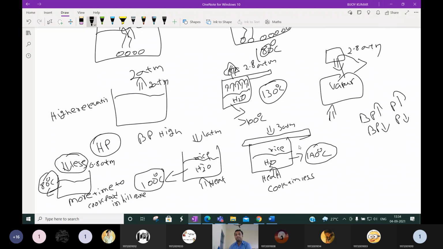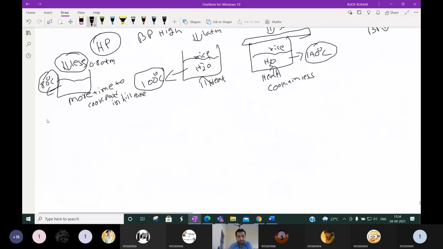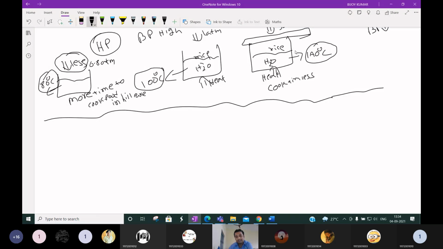Please come prepared. Do you know these things? Previously you know that the hilly area will require more time to cook food. In the pressure cooker, the cooking time will be less. But why is that going on? Okay, please think about it. Whatever I have explained till now, the vapor pressure and boiling point concepts, utilize those concepts and you will get the answer. If not, we will discuss in the next class.